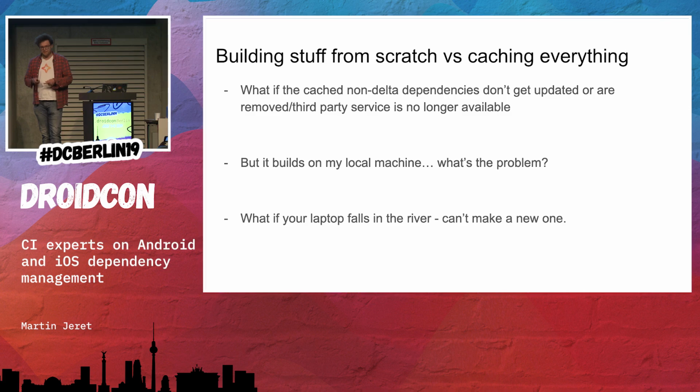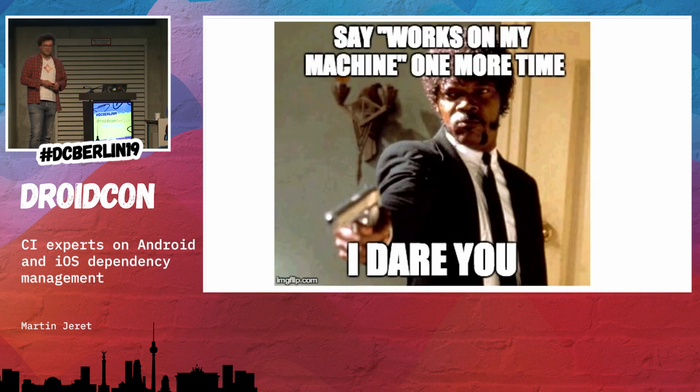And oftentimes what we see is that developers come to us and say that the builds are fine on their local machines, but when they come to the CI service, it no longer works for them. So then you have to ask the question: what if your laptop falls in the river? Then you can't make a new one, and everything can be lost. And that reminds us of something like this.